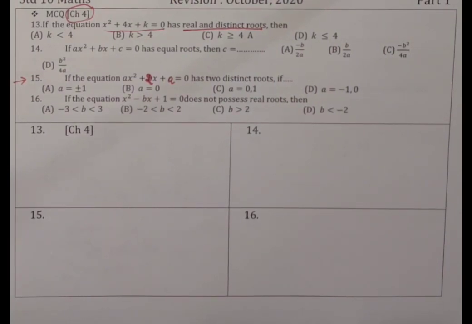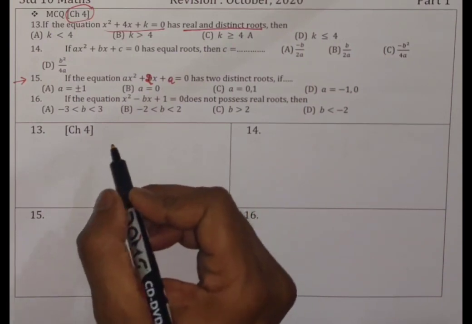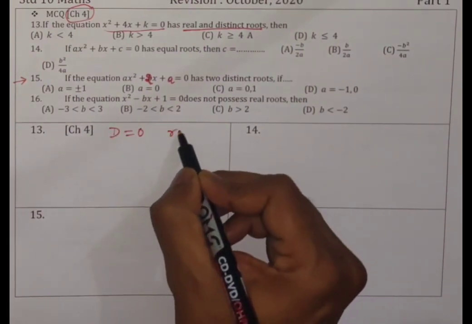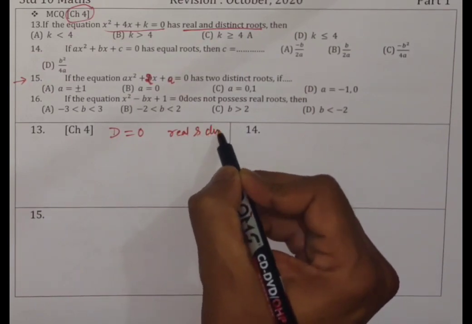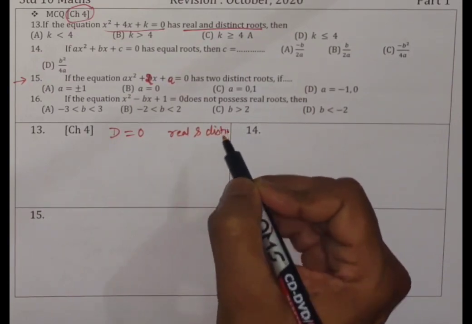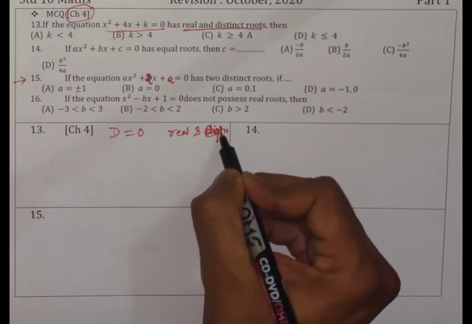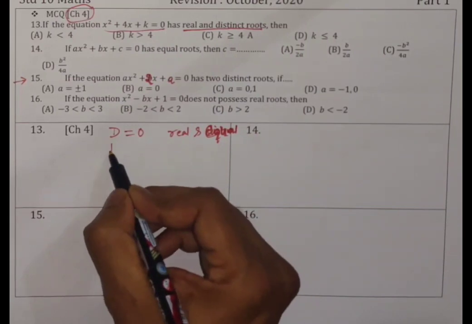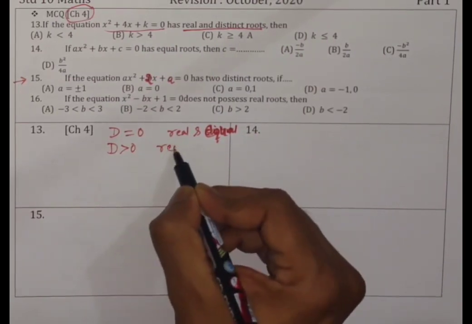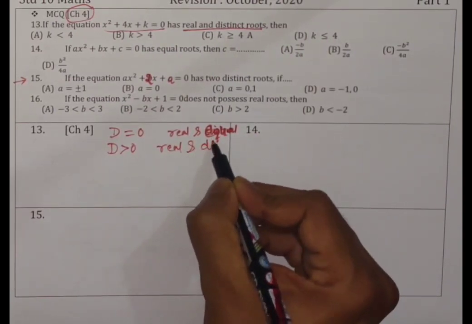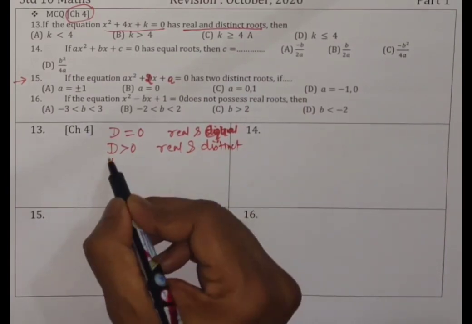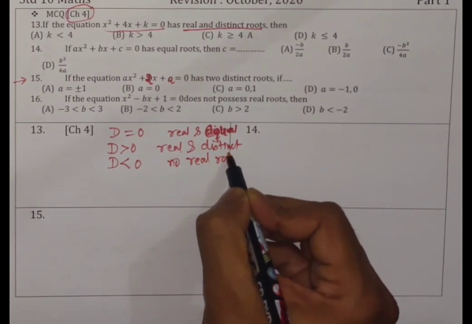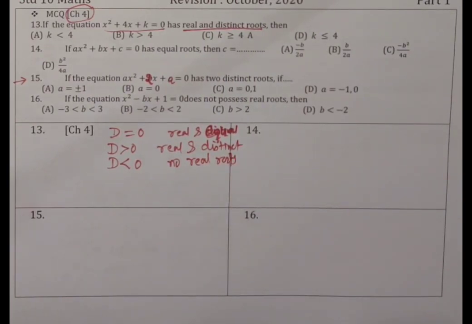Alright. Then, children, one more thing to tell you. If discriminant D equal to 0, real and equal roots. If D greater than 0, then real and distinct roots. And if discriminant D is less than 0, no real roots. So you'll have to remember these three conditions.